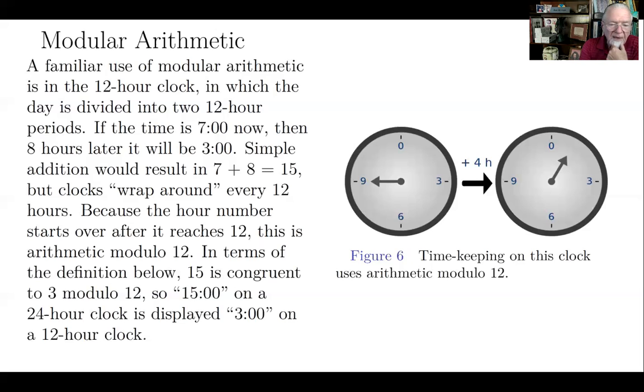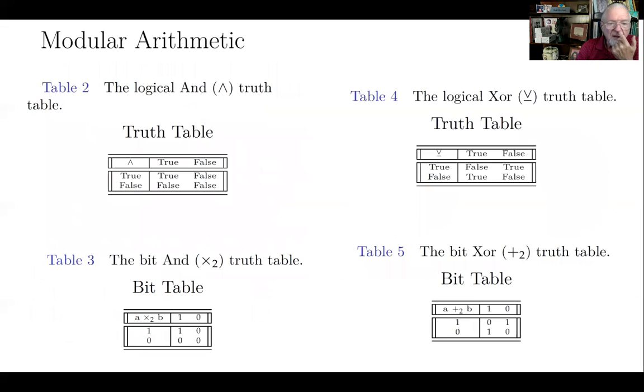So 15 is congruent to 3 modulo 12 is the language that is used in this. But what we're talking about is simply the fact that the numbers repeat always with a fixed number.